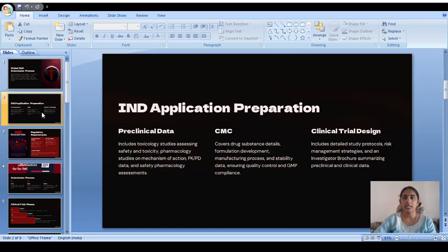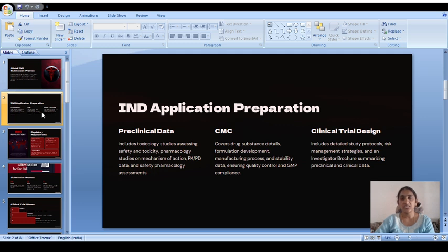Next is IND application preparation. In our IND application preparation, we have to concentrate on three different parts. The first part is preclinical data. The second one is CMC, chemistry manufacturing controls, and the third is clinical trial design. Preclinical data includes toxicological studies assessing safety and toxicity, pharmacology studies and mechanism of action, PK/PD data, and safety pharmacology assessment.